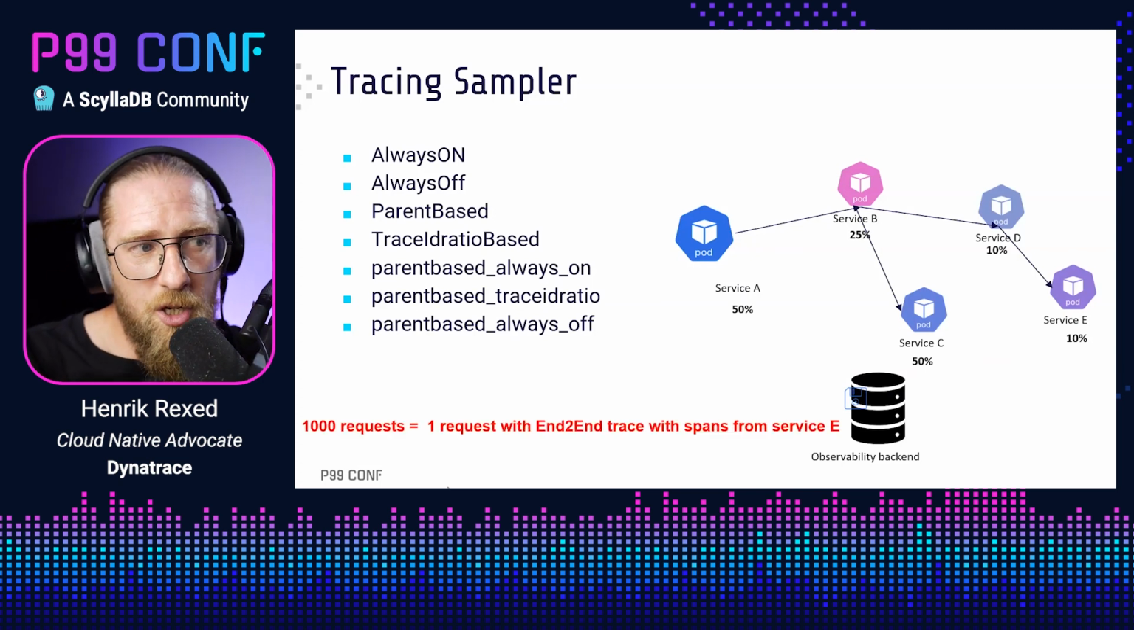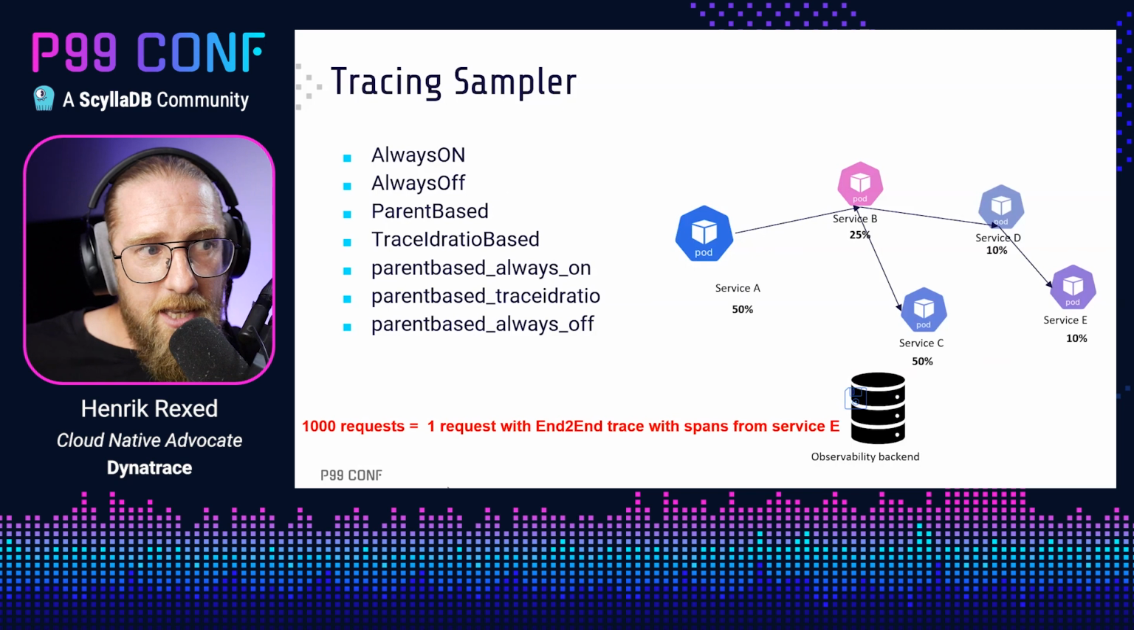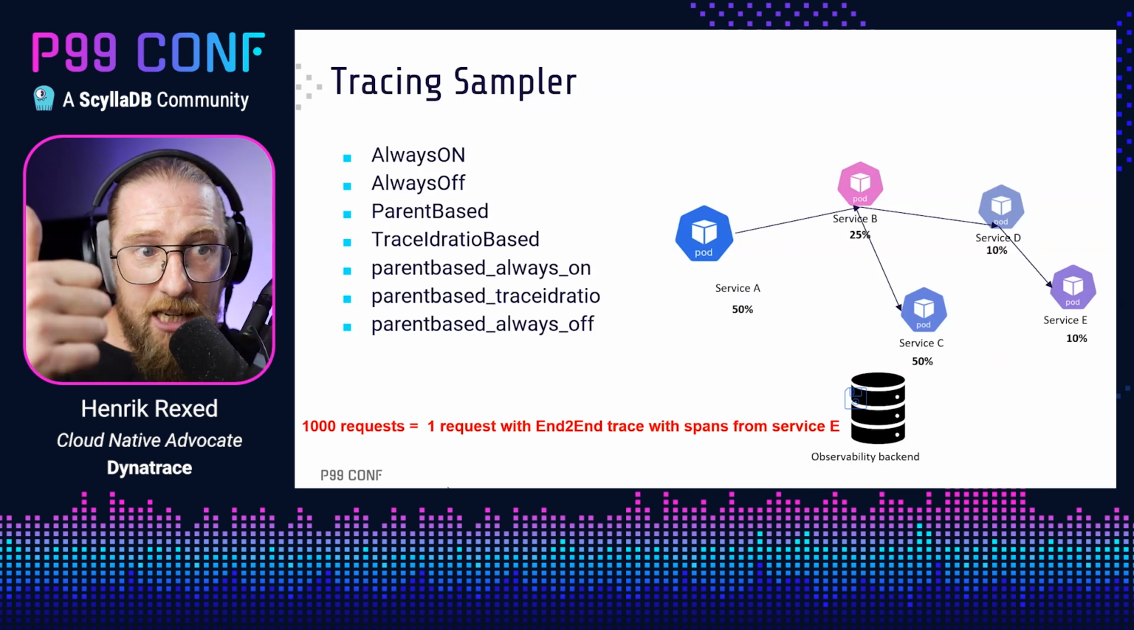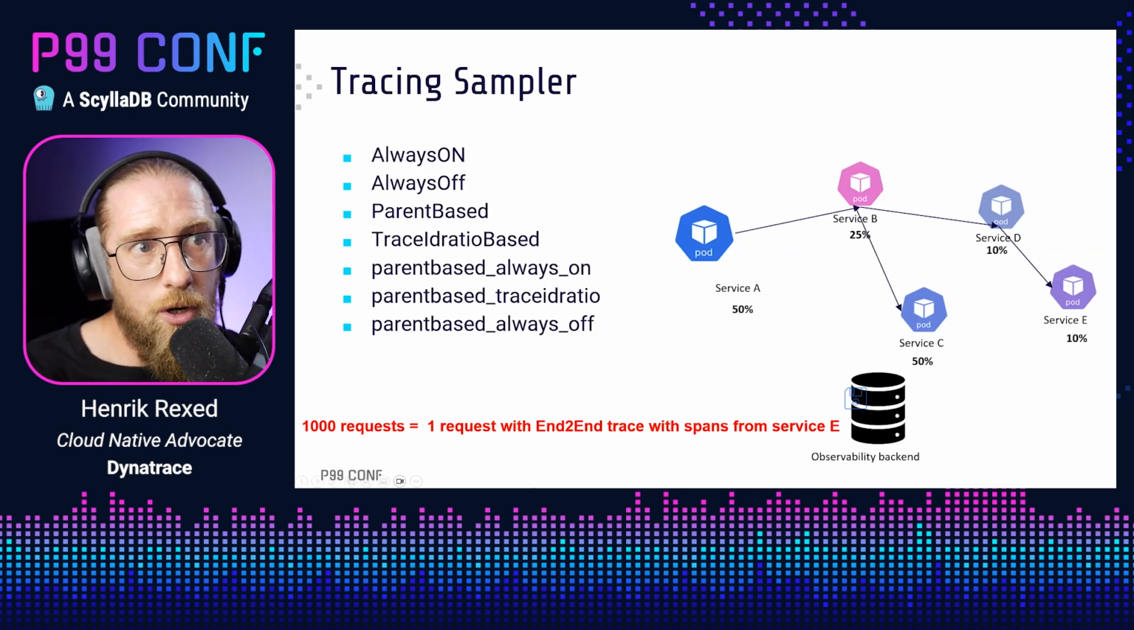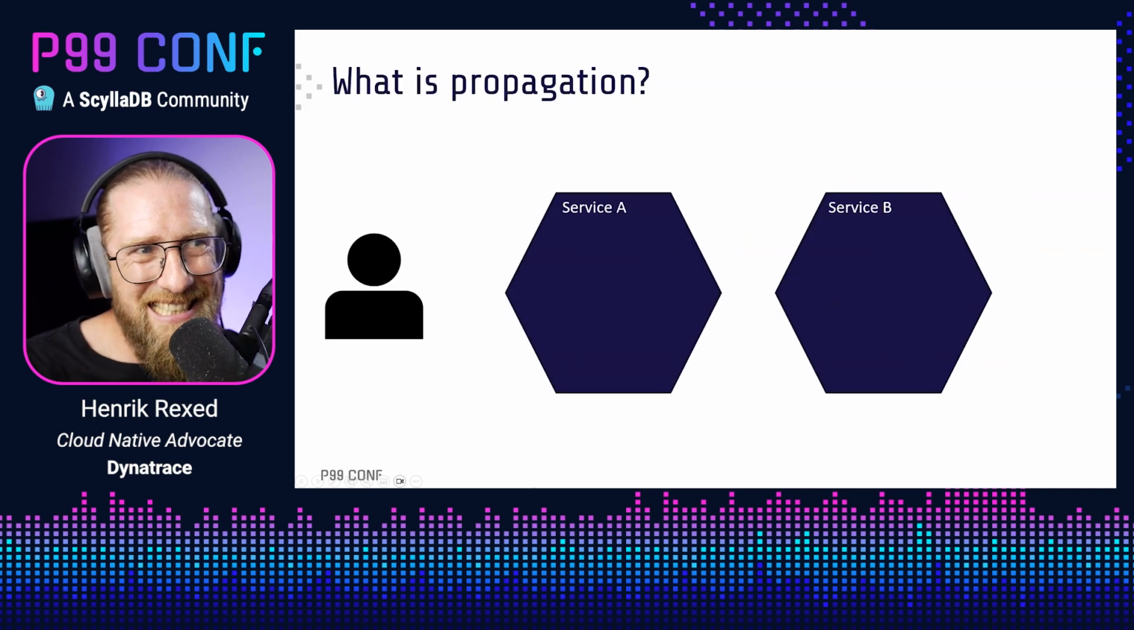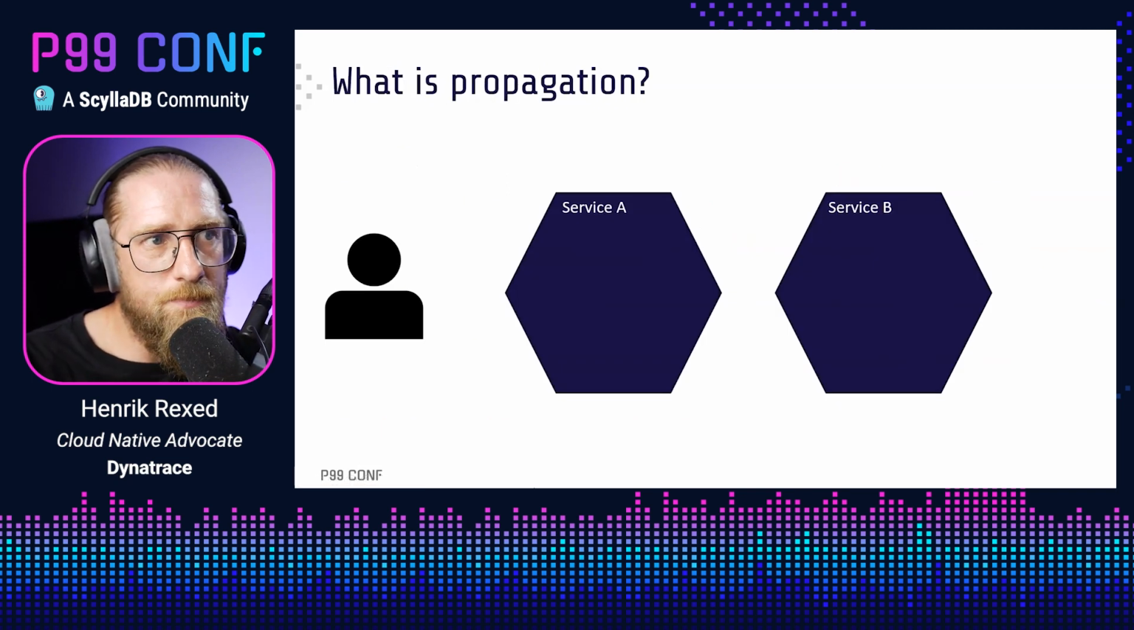as an example, let's say we have 1,000 requests coming into the system. And if we're looking for an end-to-end trace from A to E, at the end, with these settings that I've defined here, I will have only one request that will have an end-to-end trace. So at the end, you can see that the sample decision that you are defining could be quite sensitive to the level of detail that you need for your environment.